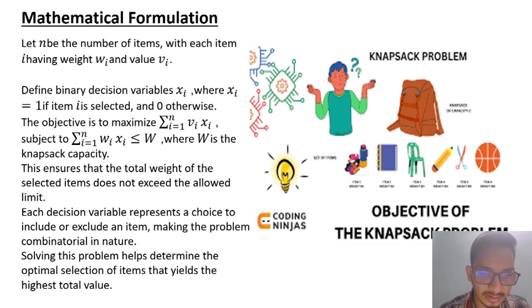Each decision variable represents a choice to include or exclude an item, making the problem combinatorial in nature. Solving this problem helps determine the optimal selection of items that yield the highest total value.